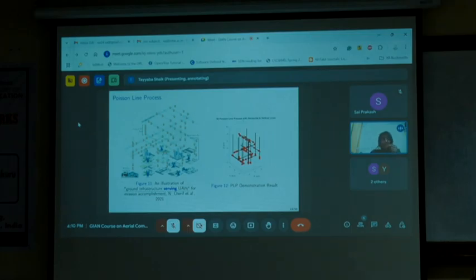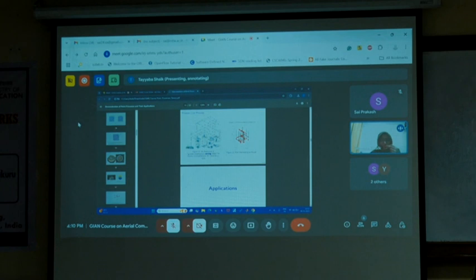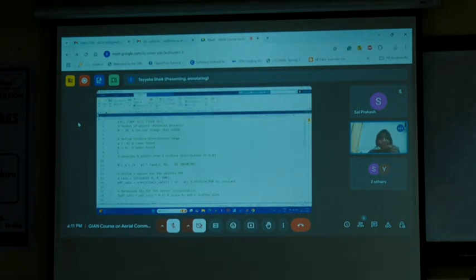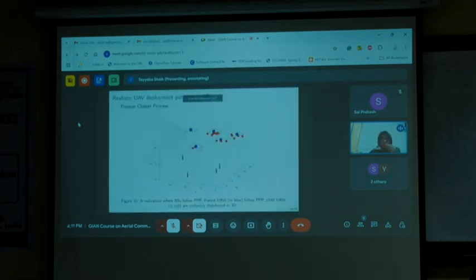I'll briefly walk you through the code for both the Poisson cluster process and the line process. So I'm talking about this process.